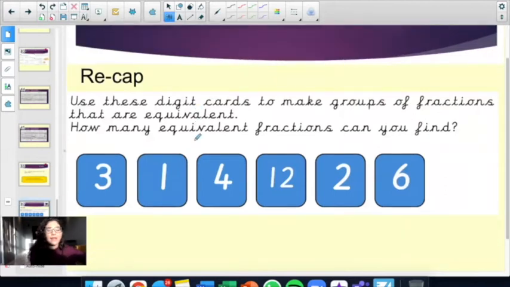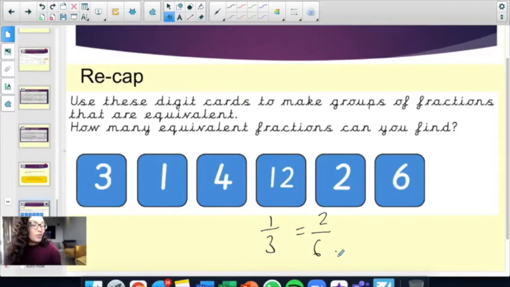Let's have a recap. Use these digit cards to make groups of fractions that are equivalent. How many equivalent fractions can you find? I will give you an example of 2 equivalent fractions that I can find. I would say that 1/3 is equivalent to 2/6. So that is my example of equivalent fractions. Can you make some of your own using those digit cards?